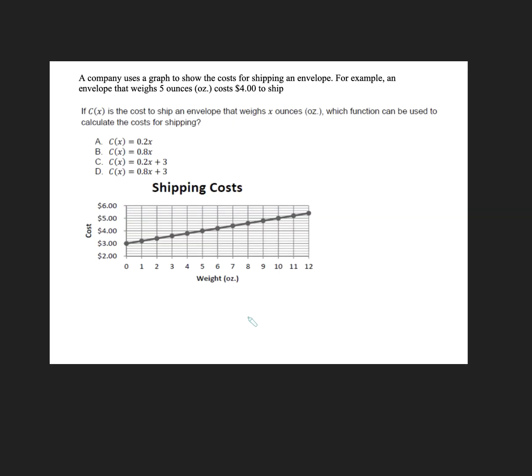Now suppose you're given a line graph. How do you find the equation? This example states a company uses a graph to show the cost for shipping an envelope. For example, an envelope that weighs 5 ounces costs $4 to ship. So how did they find that information? They went into their line graph. They were shipping a 5-ounce envelope, so they found 5 here on the x-axis. They went all the way up, touched the line, and then went all the way across to the y-axis and saw that a 5-ounce letter will cost $4 to ship. So that's how they figured out 5 ounces cost $4 to ship.